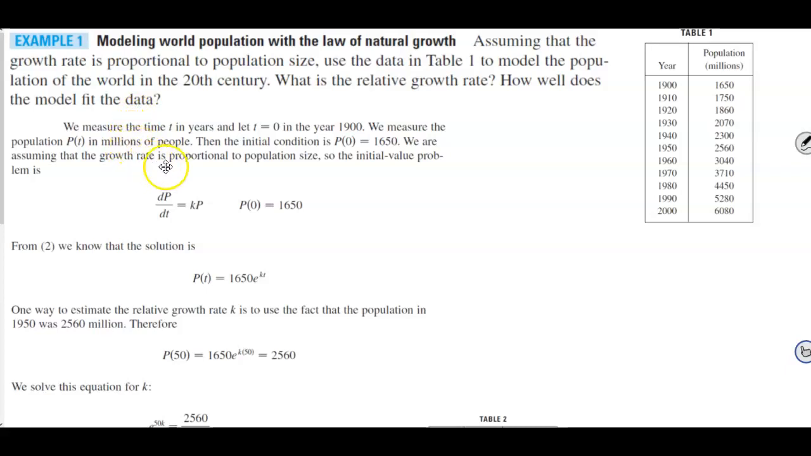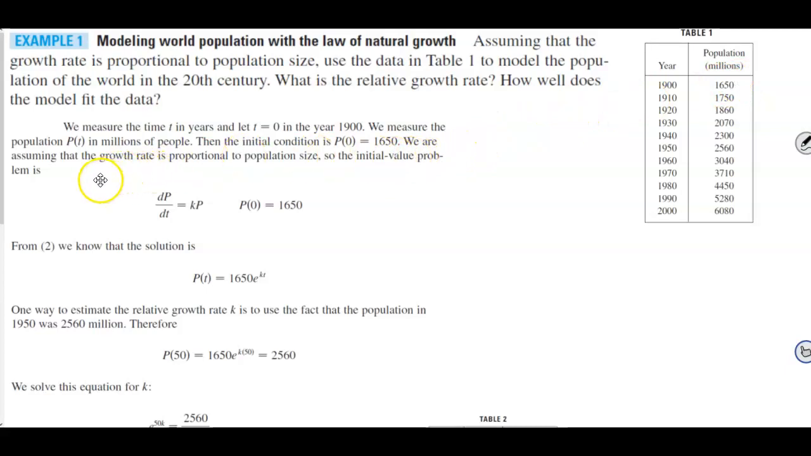Now we measure the time t in years, and we're going to let t equal 0 in the year 1900. That's the first year that we're looking at, so it represents the initial time, which is why we're letting t equal 0. Now we measure the population P of t in millions of people. Then the initial condition is P of 0, which represents 1900. The population at that time was 1650 million.